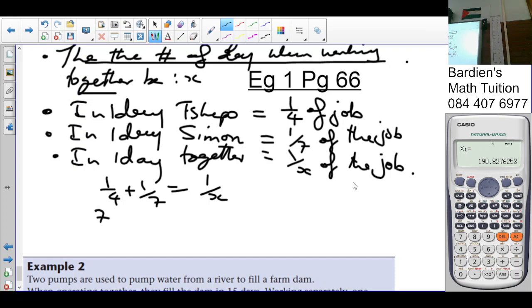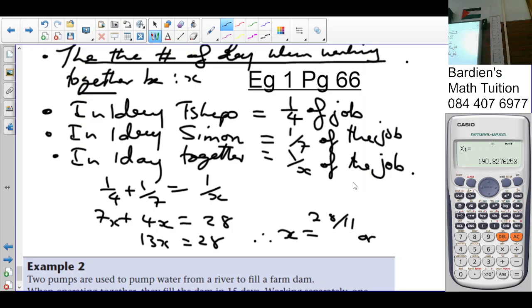Of course, your LCM is 7 times 4, which is 28. 28x. So therefore 11x is equal to 28. Therefore x is equal to 28 over 11, or 2,45 days.